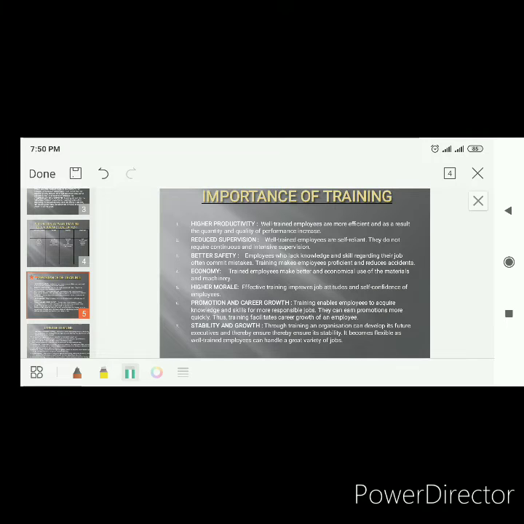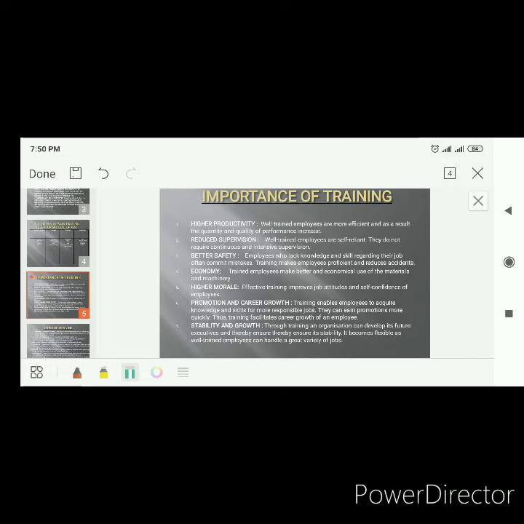Point number 3, better safety. Employees who lack knowledge, because you know what, human errors or negligence is a major cause of accidents in the industries. Now, if you are making errors and if you are not careful, then the accidents will be there. So employees who lack knowledge and skill regarding their job often commit mistakes, and as a result, what happened? Training makes employees proficient and safety conscious.